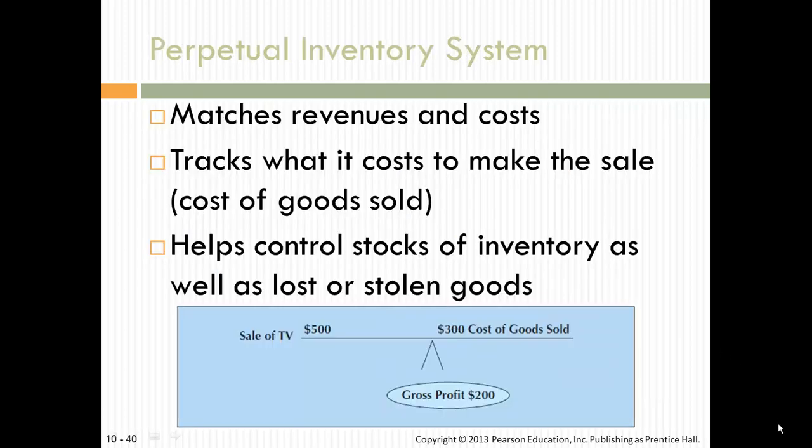So let's go and look at a journal entry. A perpetual inventory system matches revenues and cost. It tracks what it costs to make the sale, and that's called cost of goods sold. And it helps control stocks of inventory as well as lost or stolen goods. So here you have a sale of a TV, $500. It costs $300. Your gross profit is $200.